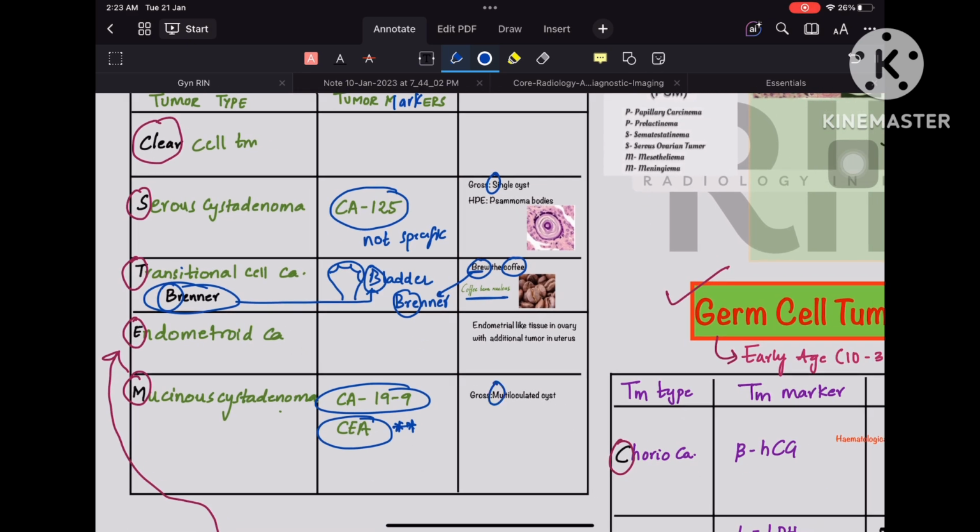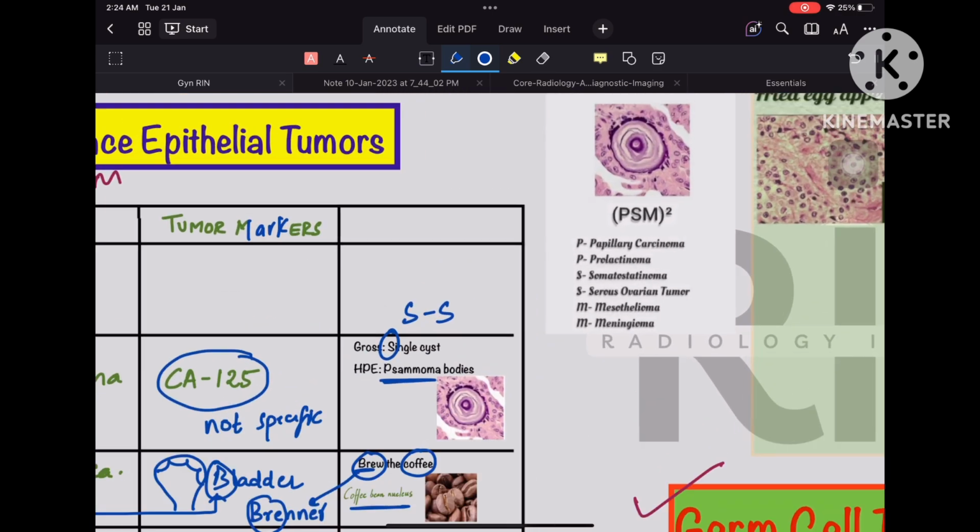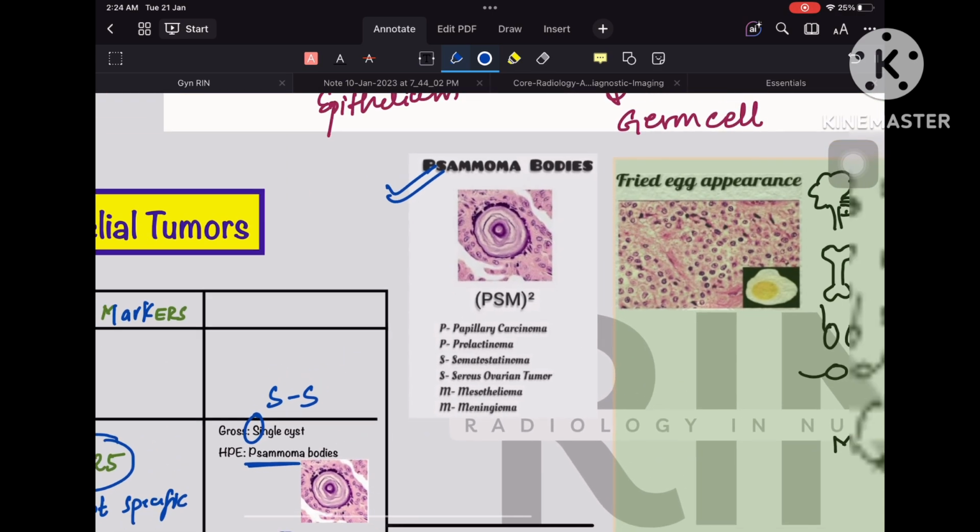Coming to serous cystadenoma, S for S, single cyst. Mucinous is M for M, multiloculated cyst. This is the gross appearance. Coming to the histopathological appearance, serous cystadenoma shows psammoma bodies. For endometrioid cancer, one important point is that it is seen in the ovaries, and some part of the tumor tissue is seen in the uterus as well.